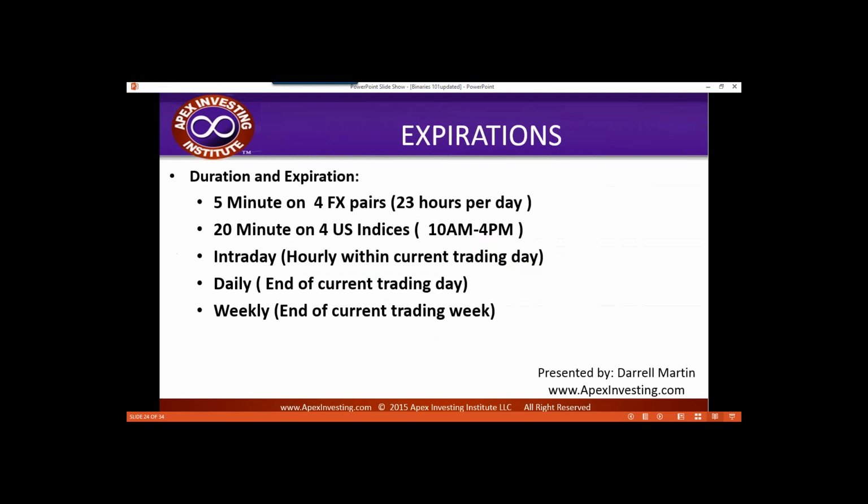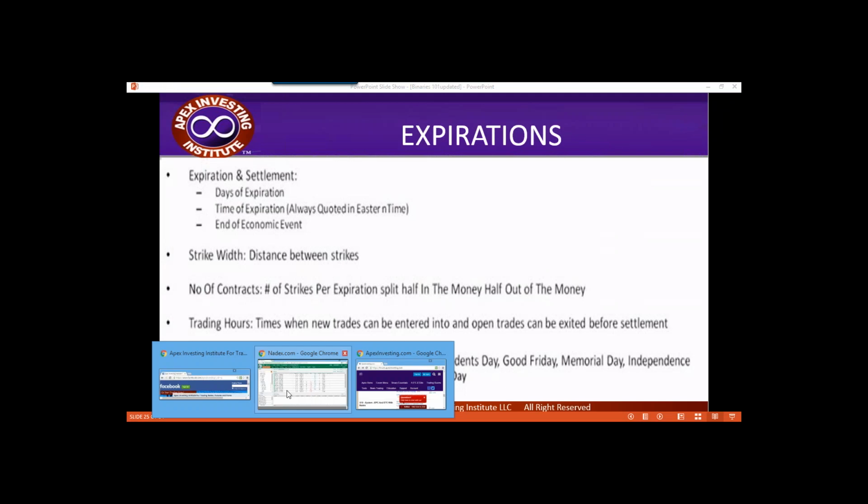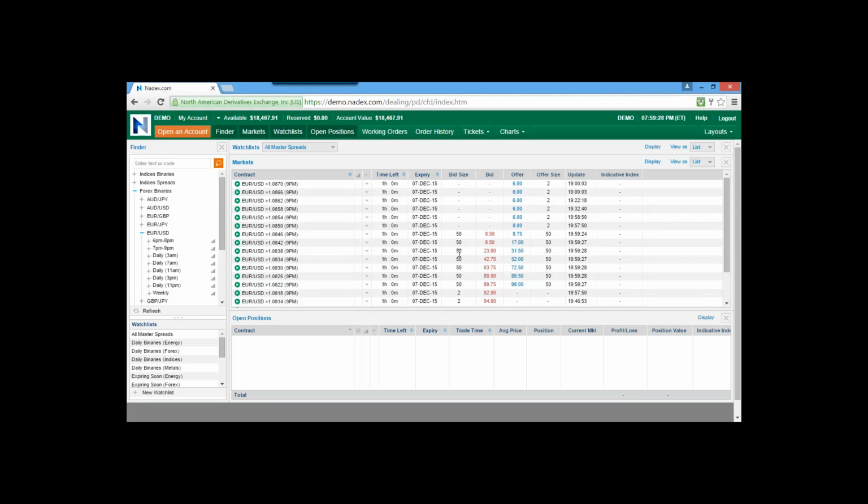All right, so yes, all kind of different expirations there. And different number of contracts like you see here. Right now there's 50 available. You can do 1, 5, 10, whatever's available. And if that whole book of 50 is taken out, just a few seconds later they replenish that book there.